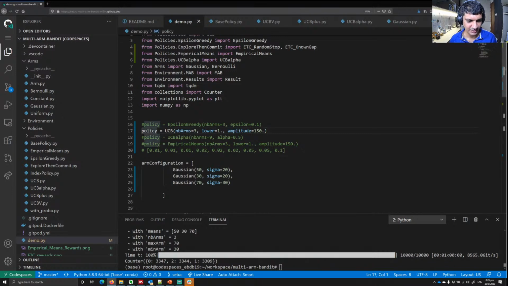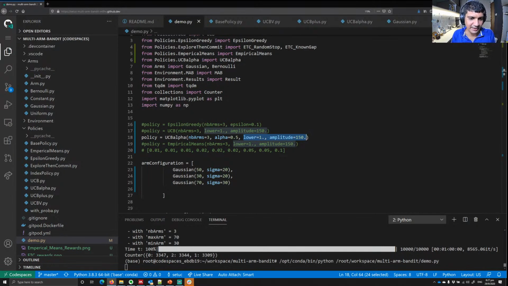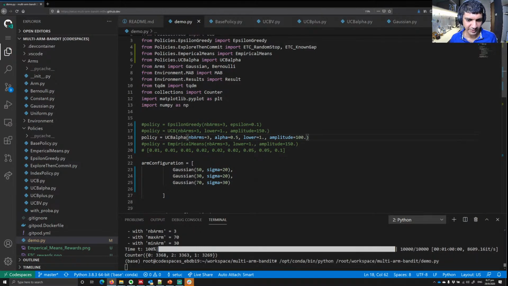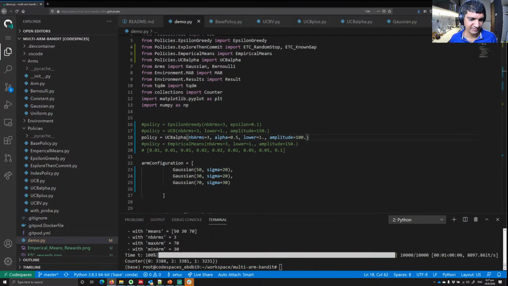All right, so now let's try our UCB alpha with 3 arms, and let's set up the amplitude in here. When you set up these factors, lower and amplitude, this scales the reward back between 0 and 1. That's how we structure it. So UCB in these sort of arms is not doing a good job. It's still doing exploration where it shouldn't. So let's tighten our bounds a bit. Of course, some of these might go beyond those values. Again, you get similar values as well.